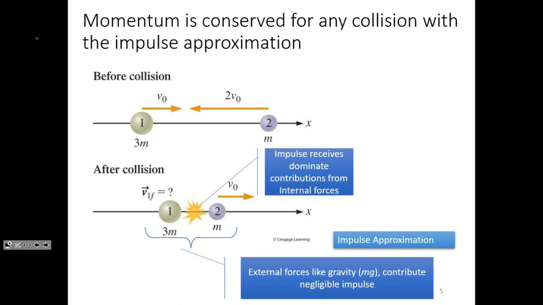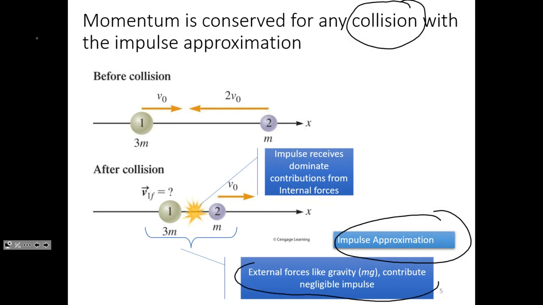Okay. Now then we have collisions. In physics, if we have a collision, it means we already use the impulse approximation, that the impulse by external force is negligible for this process. So basically, the force that really dominates is the internal force from the collision. So we can safely make this statement: whenever you have a collision in physics, we say momentum is conserved.